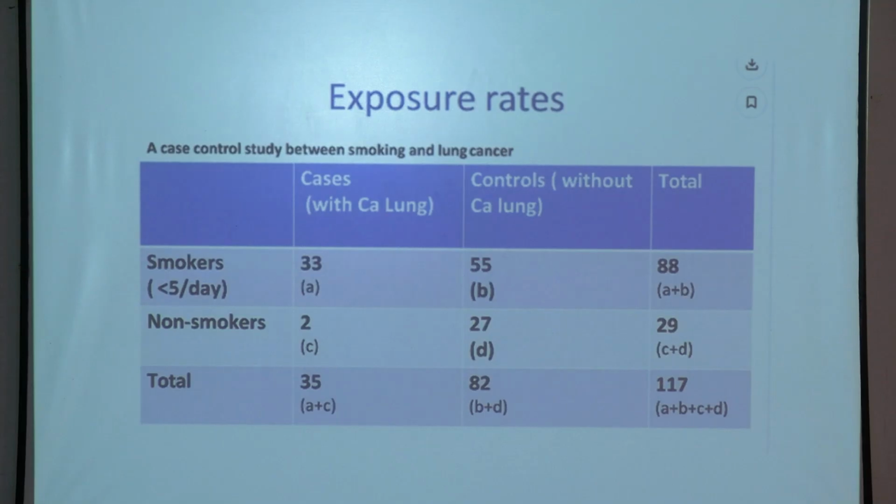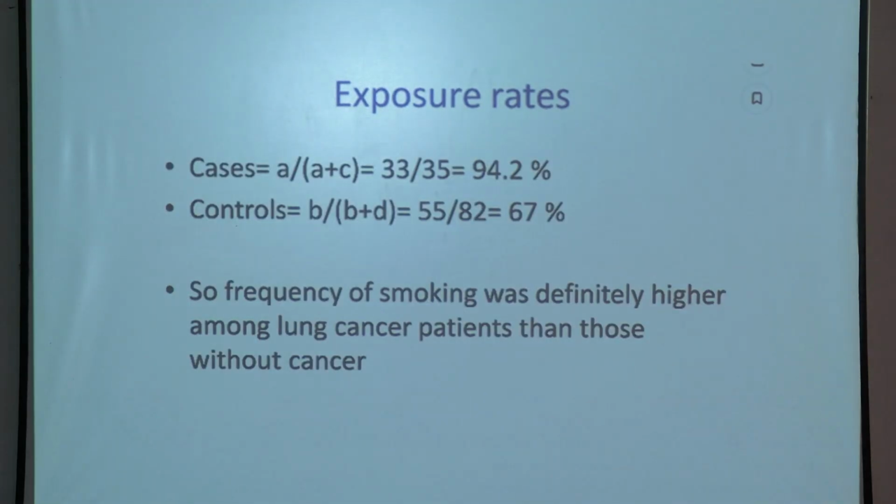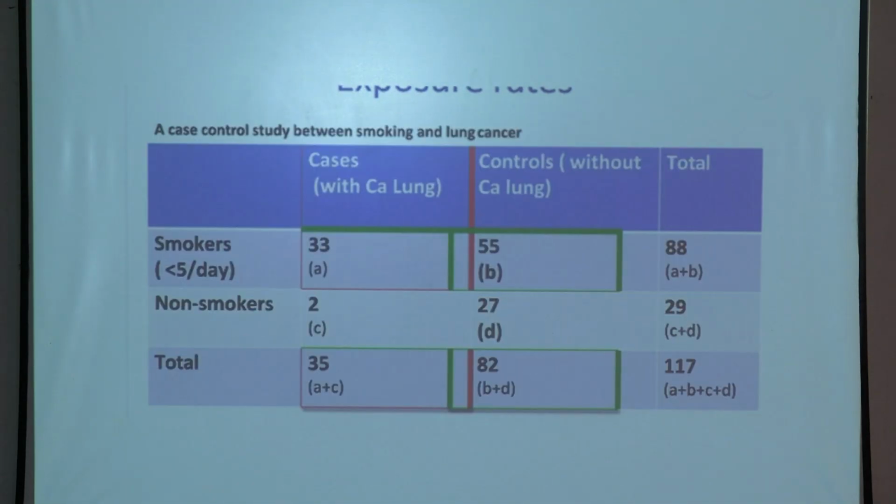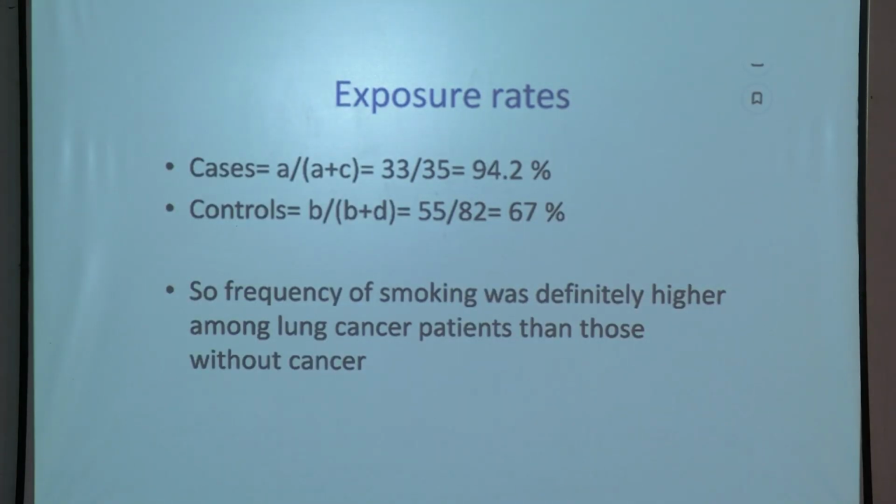So you have some idea of this. Now, we are going a bit further up. It's a case control study, mind you. So among the 35 cases of CA lung, what is the exposure rate among smokers? Among the CA lung people, how many are smokers? 33 out of 35, which is 94.2%.